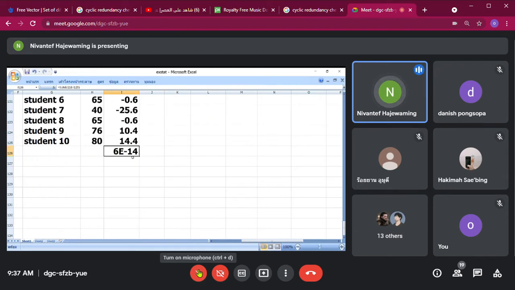This number, it is small. This number is mean. 6 multiplied power. This power is 0.000000. It's very small, right?